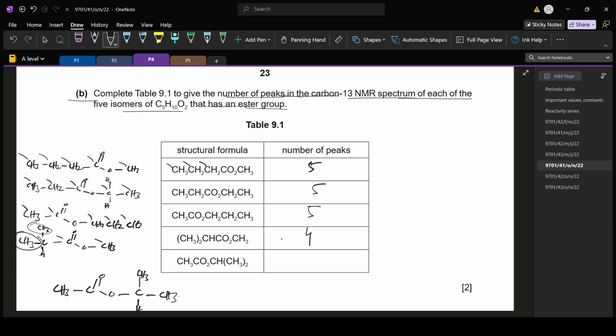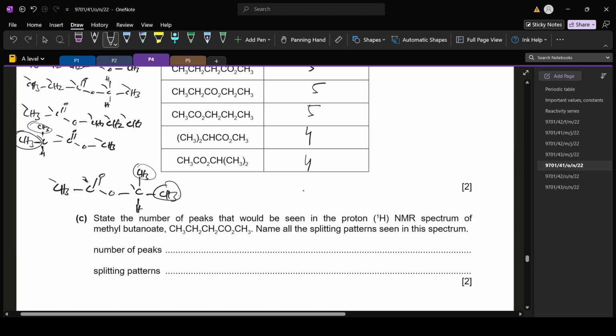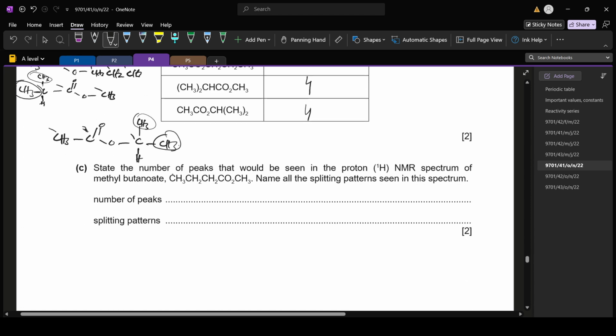4 peaks will be shown here. And these two carbons have the same environment, and this carbon has a different environment. So 1, 2, 3, 4. 4 peaks will be shown here. Okay, now moving towards the next part.